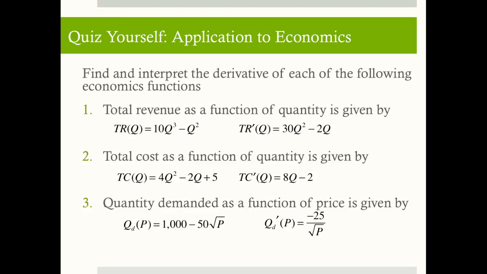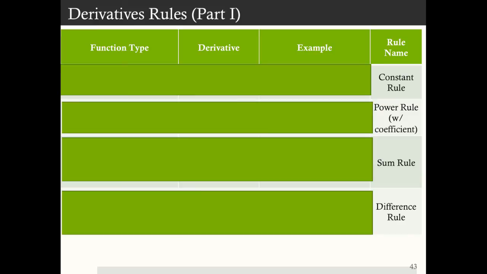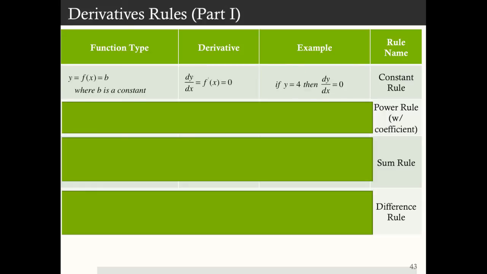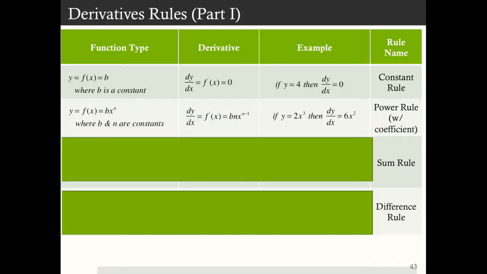And finally, the demand curve. So let's summarize every derivative rule that we've learned so far. First, the constant rule. If y is equal to f of x, which equals b, where b is some constant, then the derivative of y with respect to x is equal to 0.